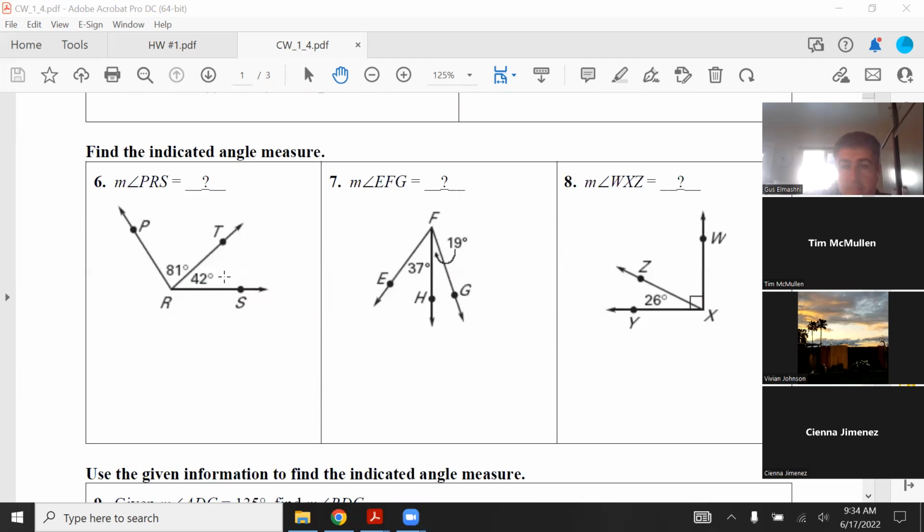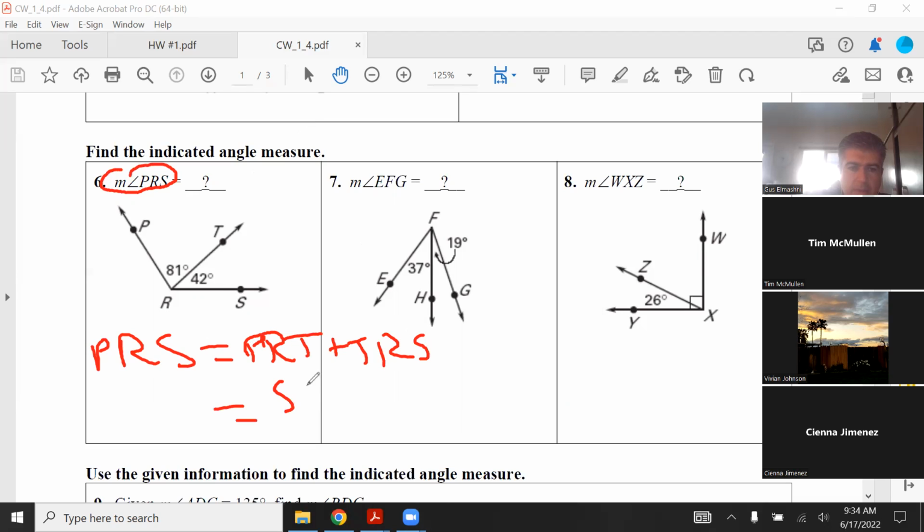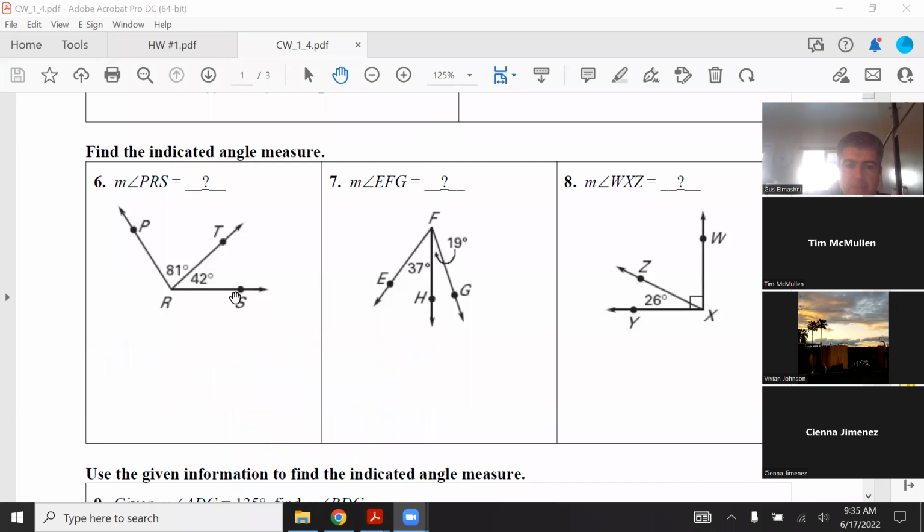So I'm going to do 6 and have you guys try 7, 8 on your own. For 6, you're asked to find PRS, which is the whole thing. Well, PRS is going to equal PRT plus TRS. Well, PRT, 81, TRS, 42. Add up, you get 123. Not that hard. Pretty straightforward. 123 degrees. So I'll have you guys try 7, 8 on your own. But 6 I just did for you guys.